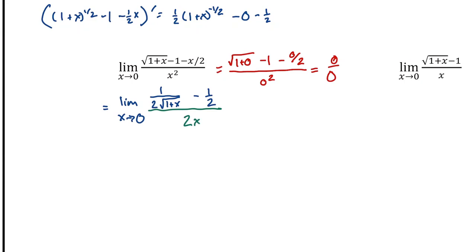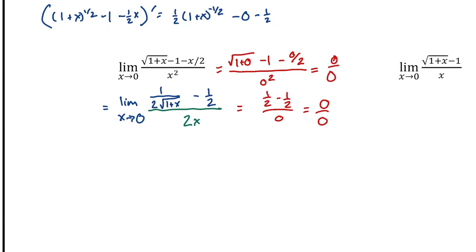So again, this one is a little bit overwhelming to look at, but that's why you still need to remember, how can I clean this up? And you may not even want to clean it up yet. You may just want to ask, what if I plug in 0? Even just a quick glance, you'll see that you get 1/2 minus 1/2 over 0. So again, we don't have our limit. But before we take the derivative again, I'm going to go ahead and clean this up just a little bit.